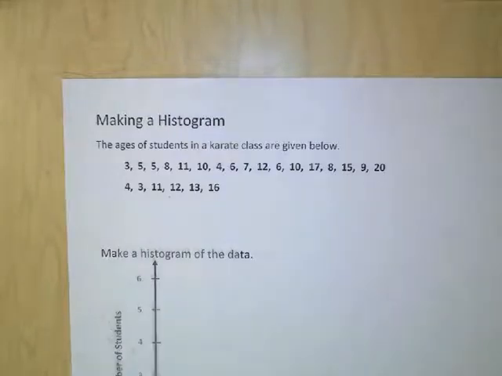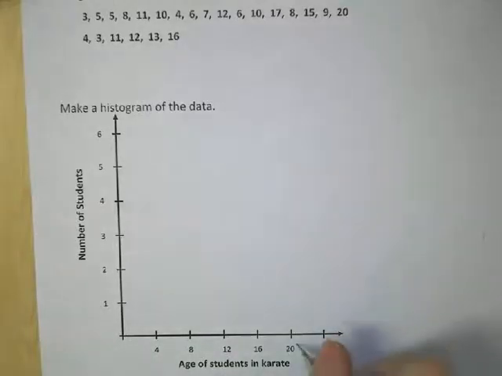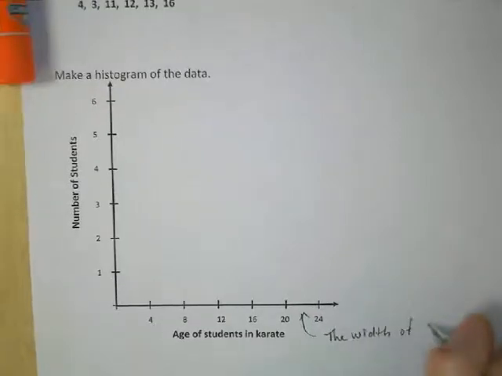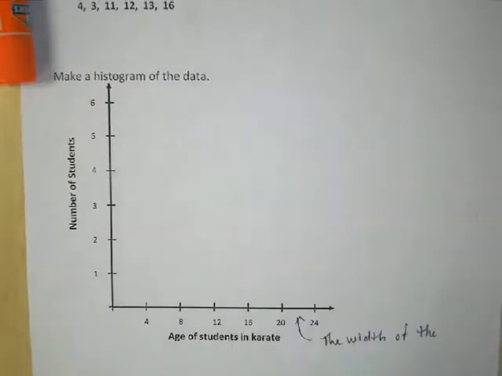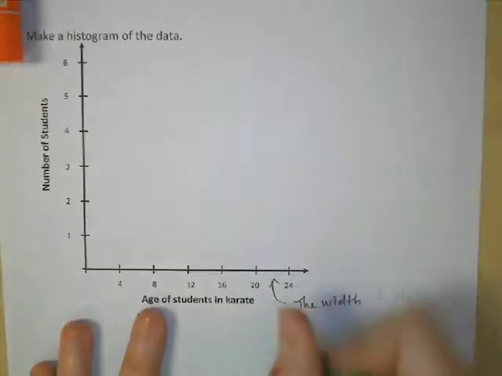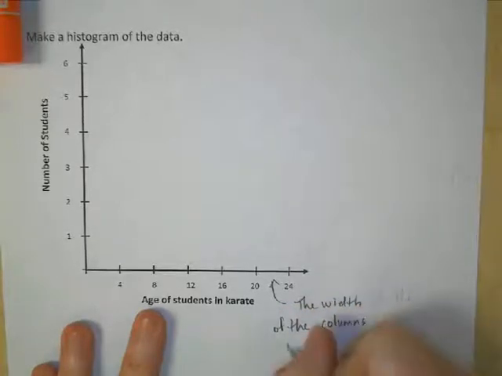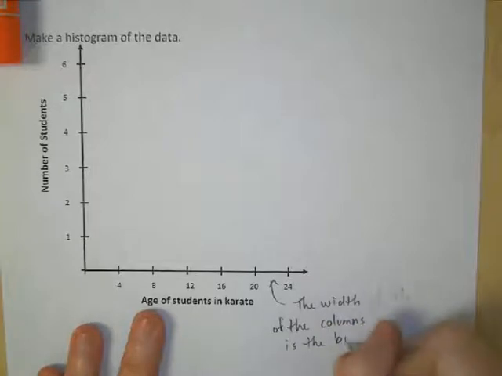So one thing that I noticed is that I've already set up my x-axis. So I've already told you the bin sizes that I want. I want it to go from 0 to 4, 4 to 8, 8 to 12. Okay, so the width of the columns here is called the bin size. Oops, this is going to get cut and put into my notes, so I better put that in a better place. The width of the columns is the bin size.